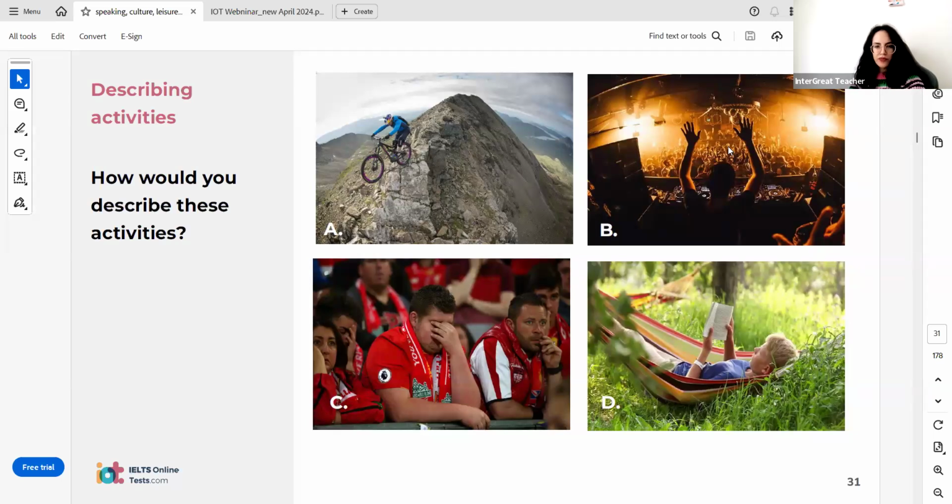So obviously they are watching something in C, right? I don't know if it's a football match or whatever, but the spectators are not very happy. But yes, they are watching a sports event, and they are disappointed about the results. Maybe they've been defeated, they've lost the game. Okay, good. How about the last one? Exactly. Just reading, right? Reading a book.